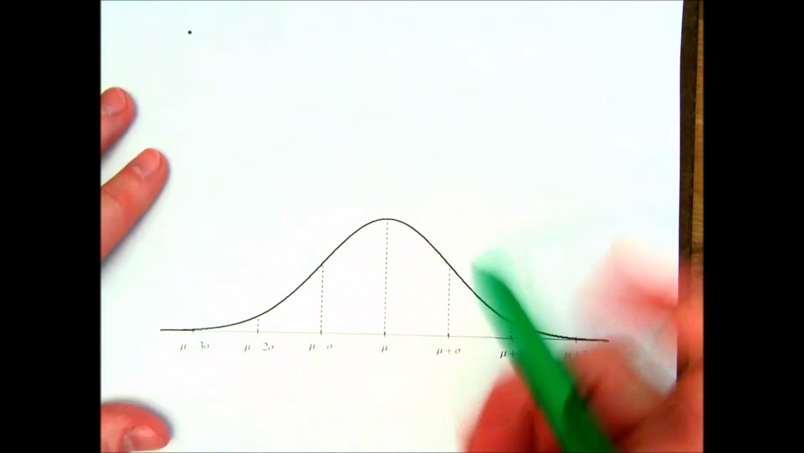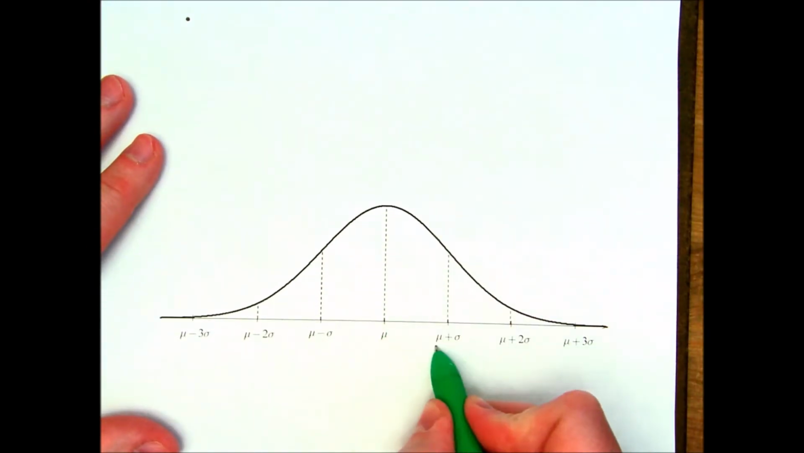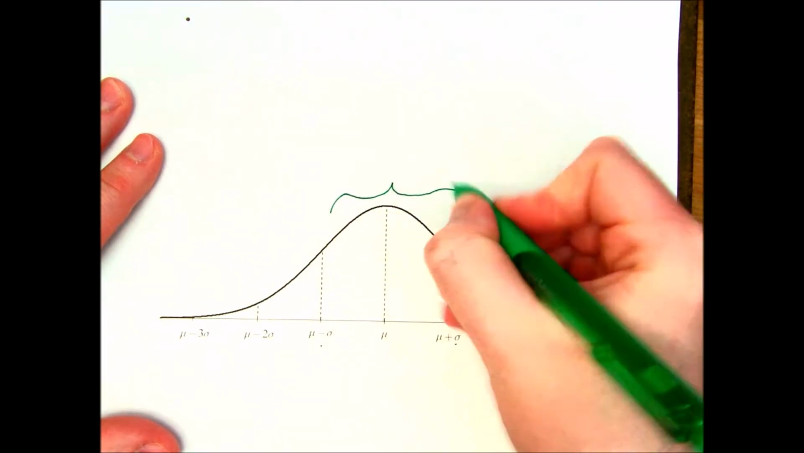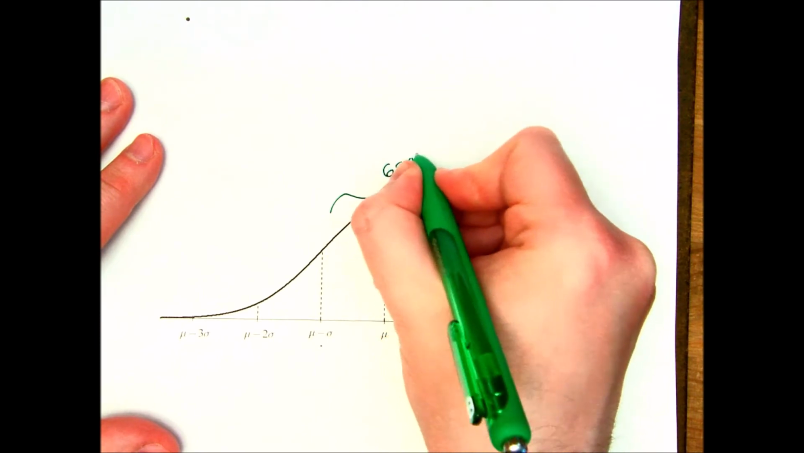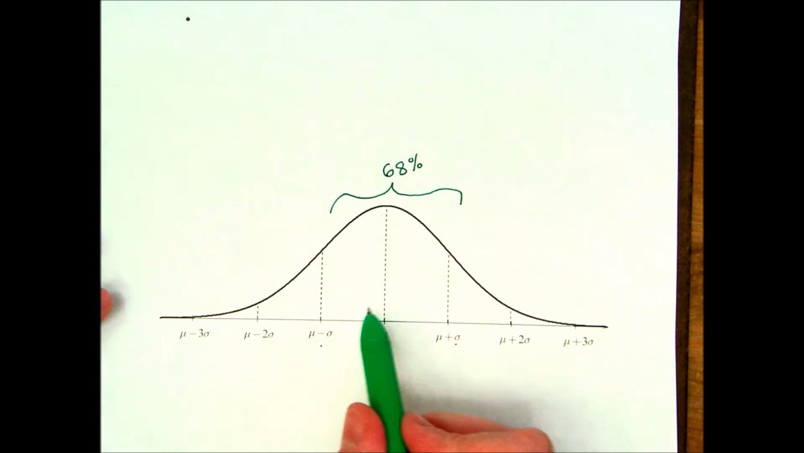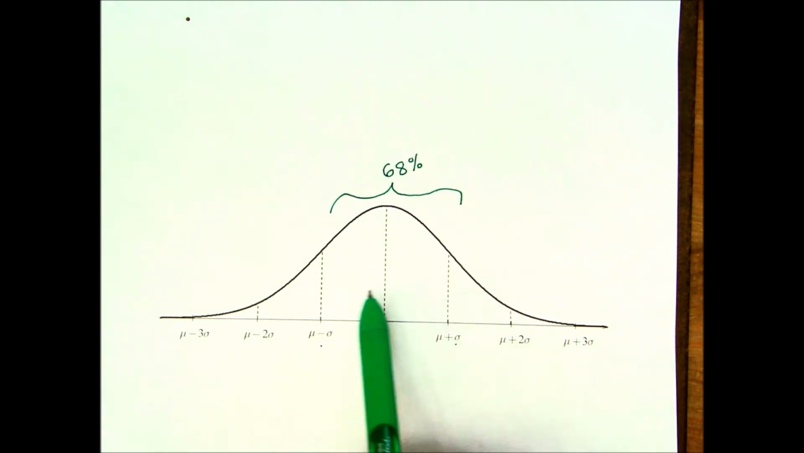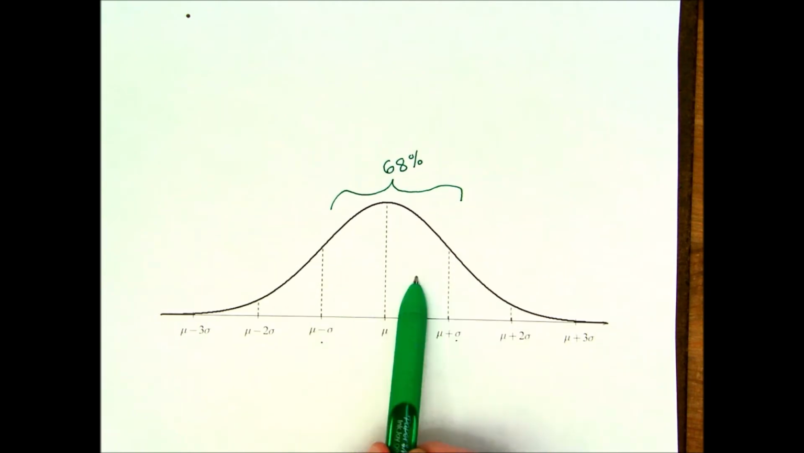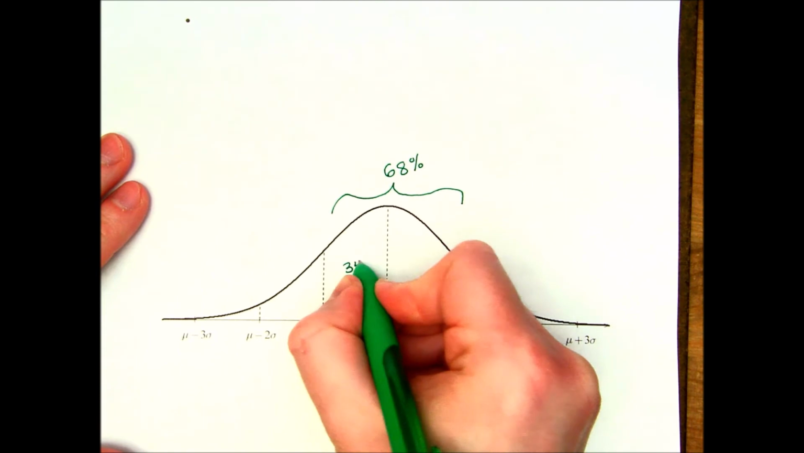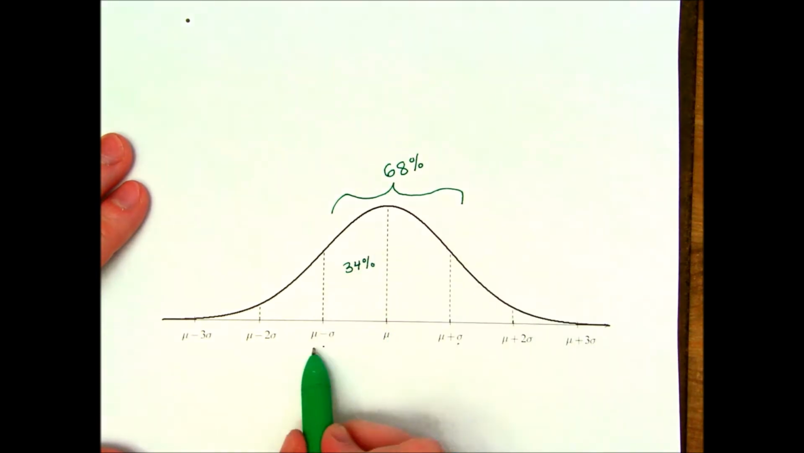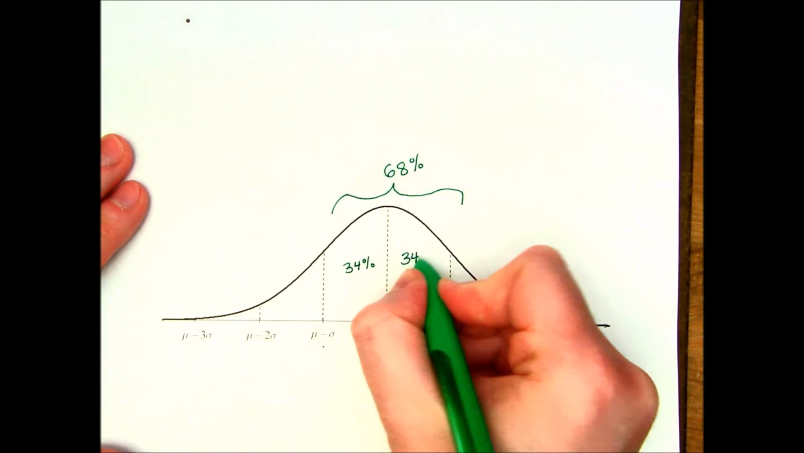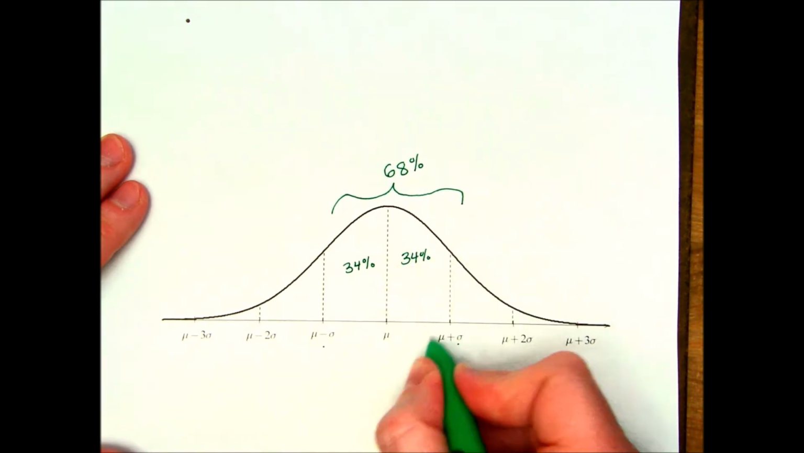What I'm saying here, here's my mean. Here's a standard deviation above, here's a standard deviation below. 68% of the data is within that region, actually within those two regions. I think we could probably figure out how much data is right over here and how much data is right over there. We could just divide 68 by 2 and say 34% of our data is from a standard deviation less than the mean to the mean, and 34% of our data is between the mean and a standard deviation above the mean.